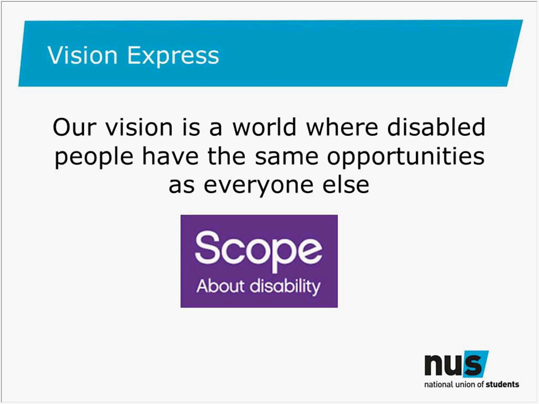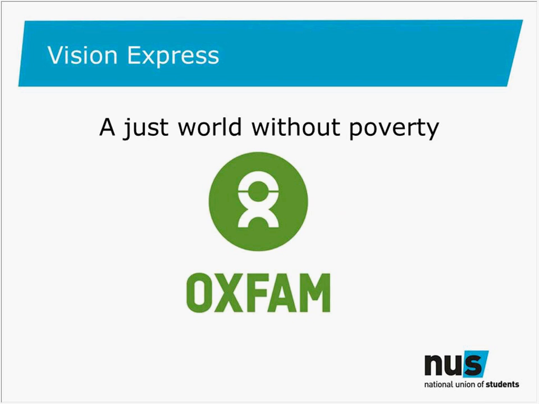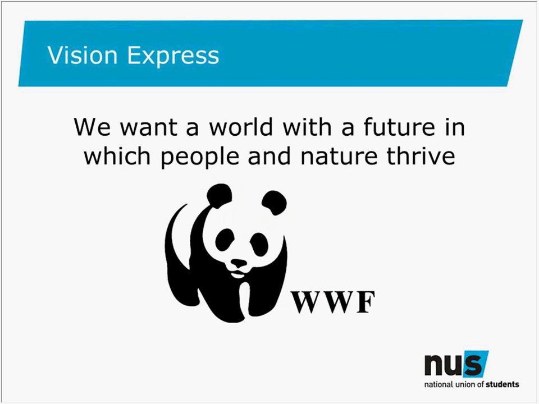Turns out it doesn't allow the game to be played. So Scope is supposed to pop up. That vision is a world where disabled people have the same opportunities as everyone else. So this is about poverty. So it's a world without poverty. So we have a world with a future in which people and nature thrive.